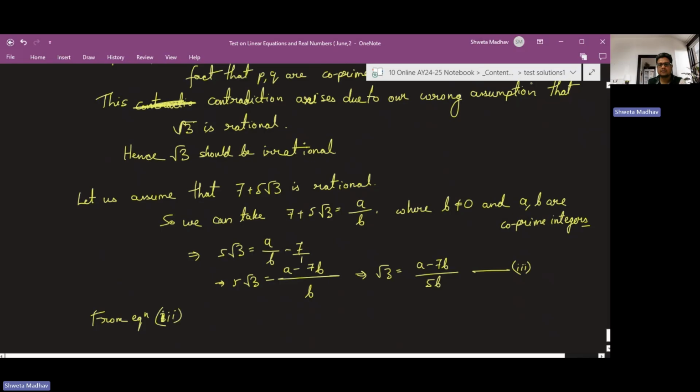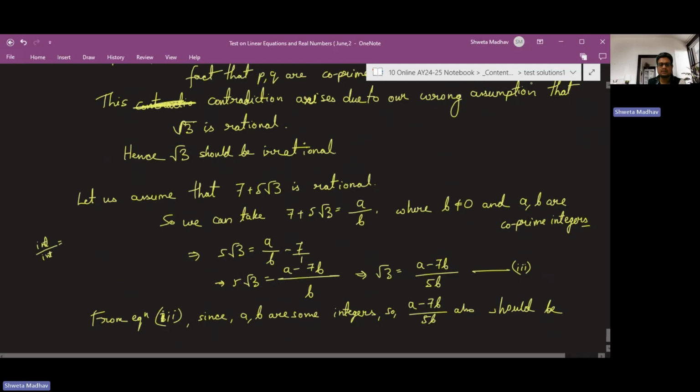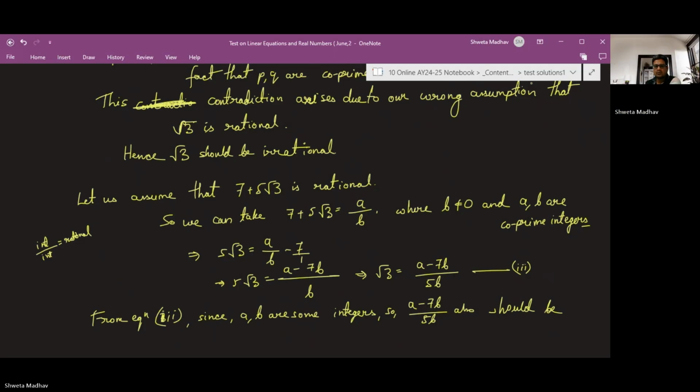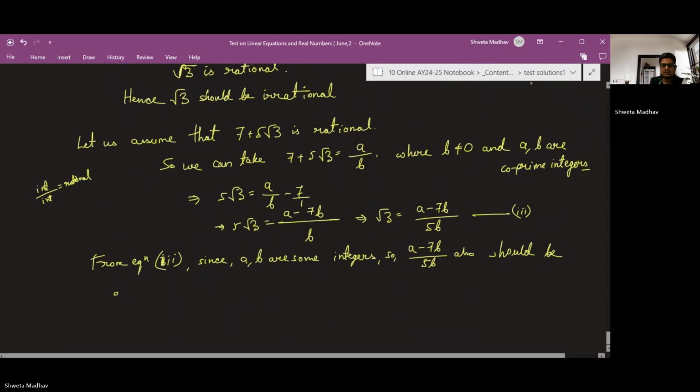From equation 3, since a and b are integers, a minus 7b divided by 5b also should be a rational number. Since we know that any integer divided by any integer gives a rational number only. Since a and b are co-prime integers, as we have assumed, a minus 7b by 5b also should be a rational number.